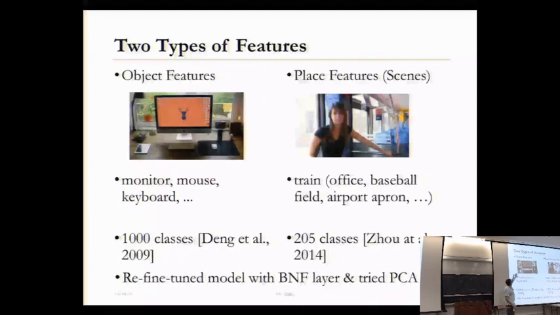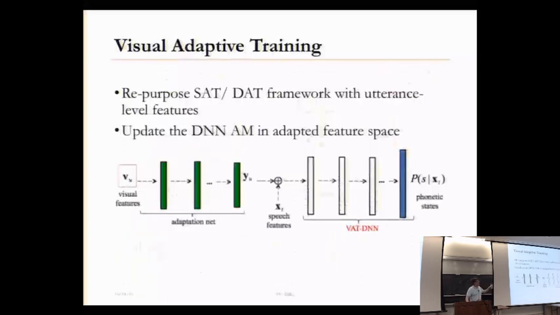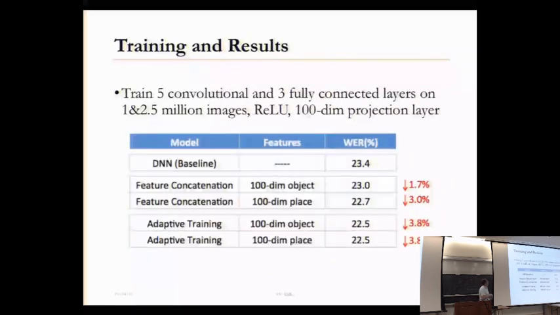We don't need the 1,000 classes for object features that we can detect, and we don't necessarily need the 205 classes of scenes, place features that we can extract using different feature detectors. We can either train a bottleneck layer in those detectors, or we can take the output, do PCA, and treat the output of this network as an embedding of what can be seen in the image, and feed it into the acoustic model and adapt our recognizers.